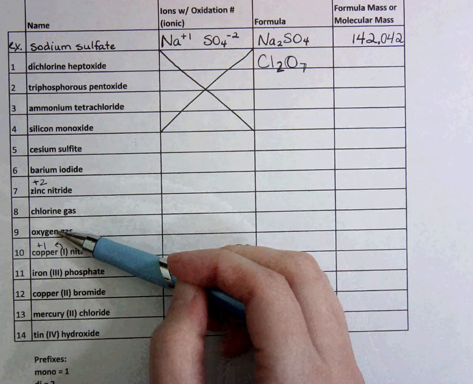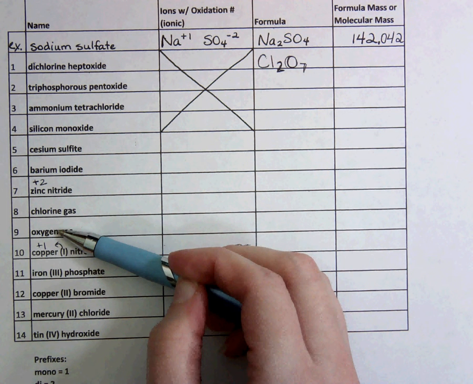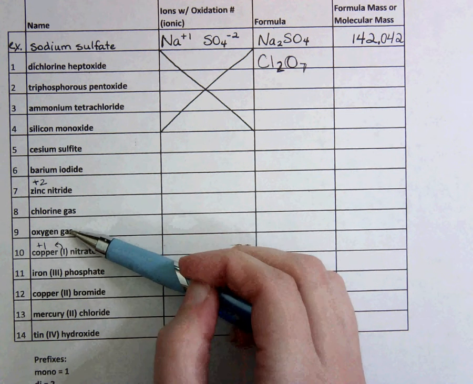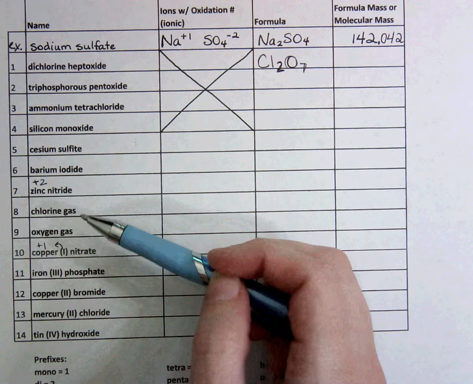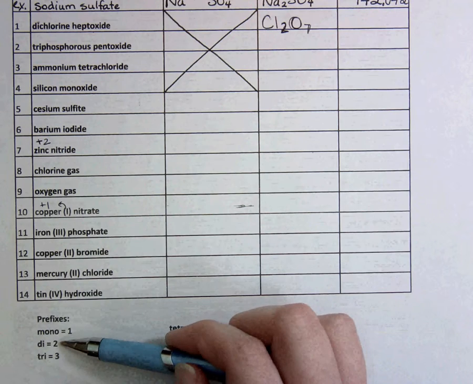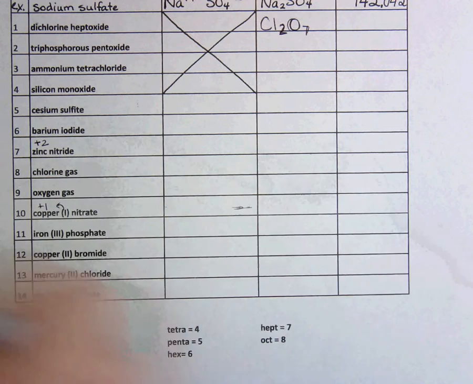We might find oxygen in H2O, right? It's bonded with hydrogen in water. Or if it's by itself, like oxygen gas, then we don't see it as just O. It will be O2 because it is diatomic. And remember, di means 2. So since we have a diatomic element, we don't find it as just O, we find it as O2. Chlorine is the same way.